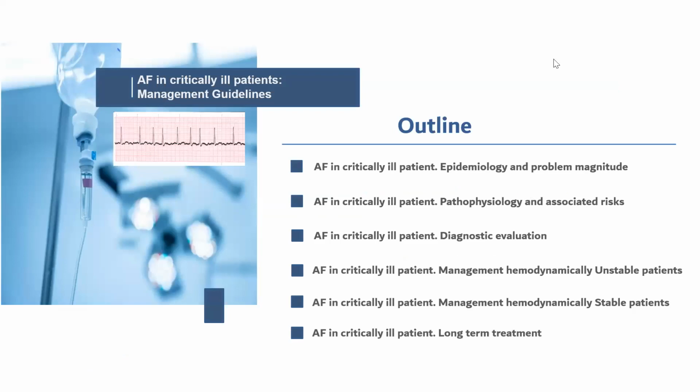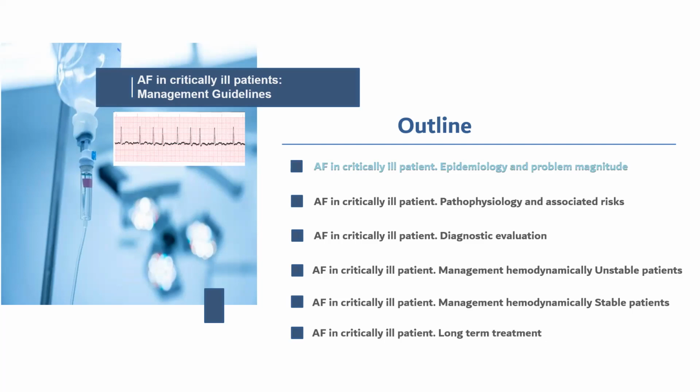So our agenda for today: what is the epidemiology of atrial fibrillation in the critically ill patient? What is the pathophysiology, the pathogenesis, and how are critical care patients more vulnerable to developing atrial fibrillation? How can you approach proper diagnosis, and what is the diagnostic workup that you should follow in this critically ill patient? Then we will talk about how to manage the unstable patients, how to manage the stable patients, and finally, what will be your long-term treatment upon discharge of this patient from the critical area.